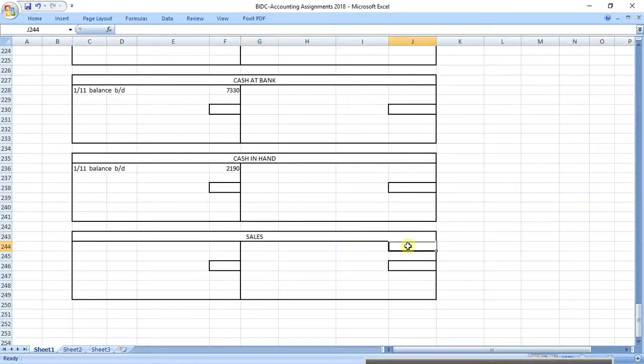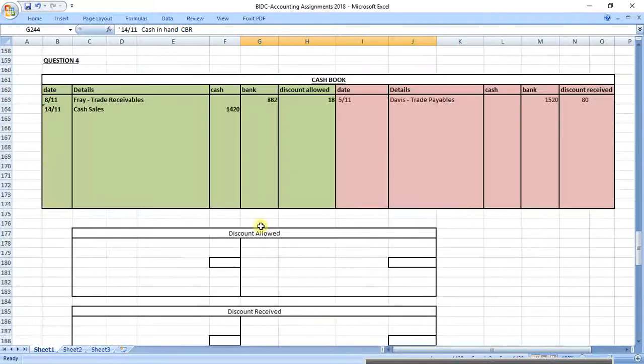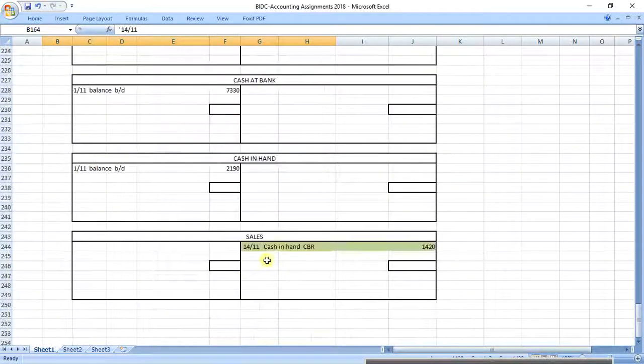So go down here. 1420. This was the 14th, right? Okay, so 14/11, and I would have shown this as cash in hand, cash book receipts. Journal to ledger: there's the journal, 1420 for the cash sale would have gone there. So let's record that. Oh, you already have. Nice. On the credit side. Good, perfect. So next.